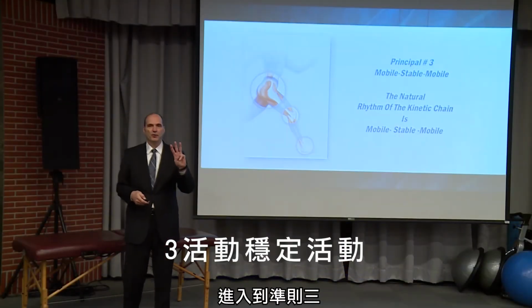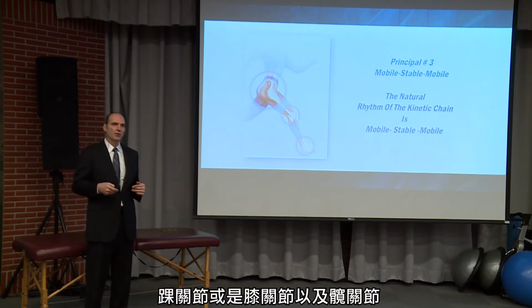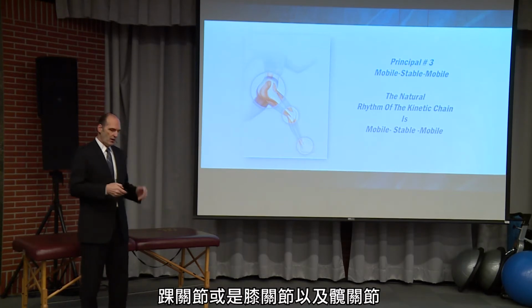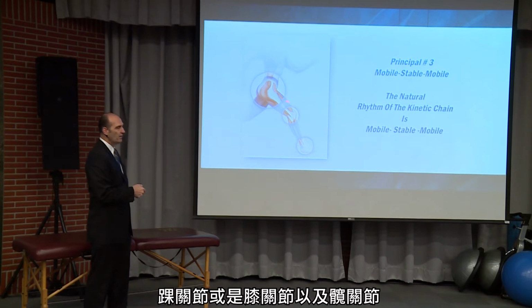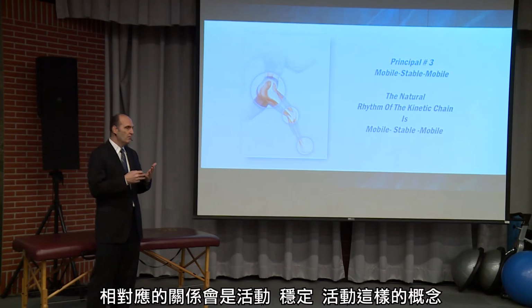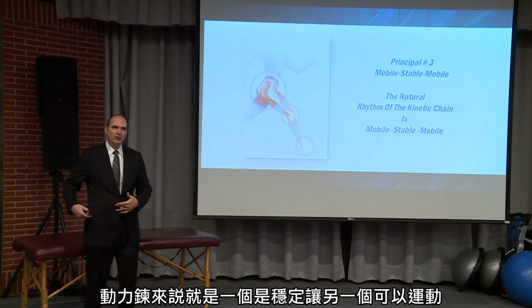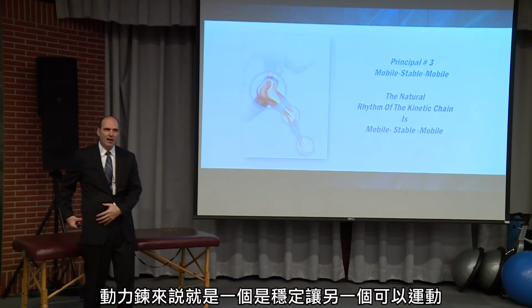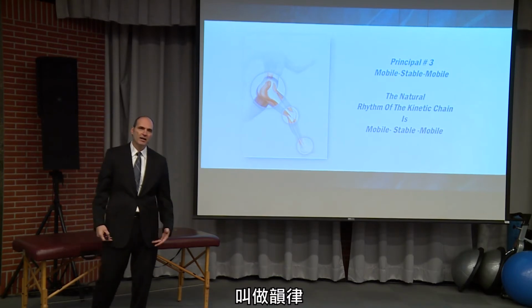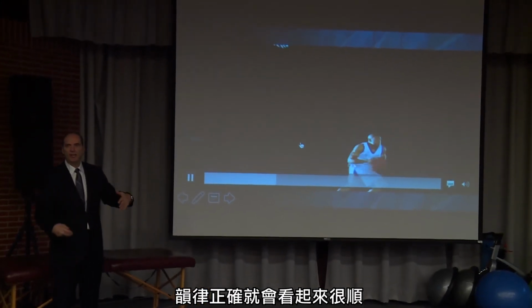So now we're up to principle number 3. Principle number 3 is a principle that Greg taught me from his observations in athletic training. It's that as we move up the chain and the body absorbs this kinetic energy, it always does so in a mobile, stable, mobile pattern. One joint along the kinetic chain, one segment, has to be stabilized so the ones above it and below it can move. We call this the rhythm of the kinetic chain. It has a rhythm. If the rhythm is correct, it's going to look smooth and graceful.